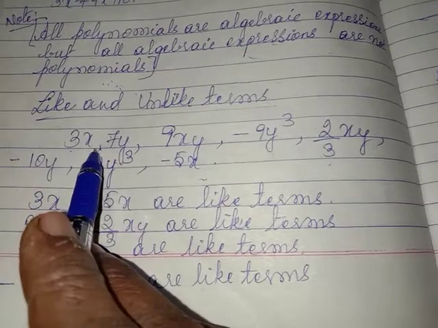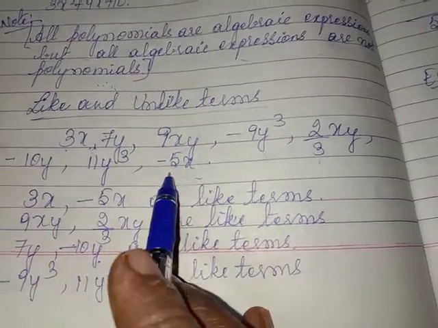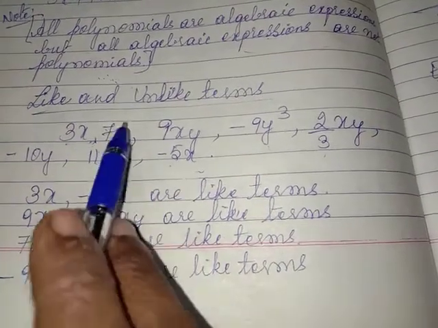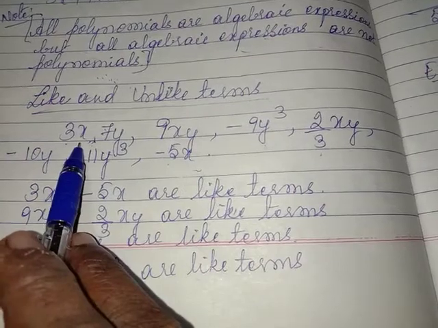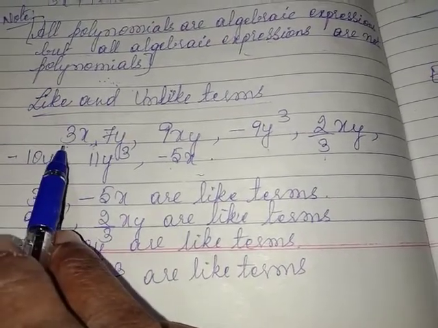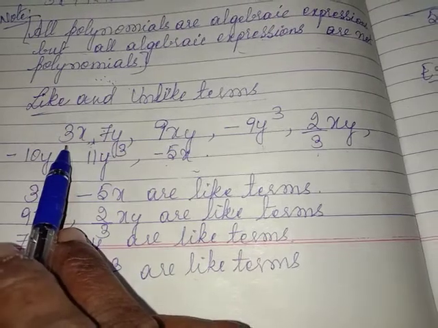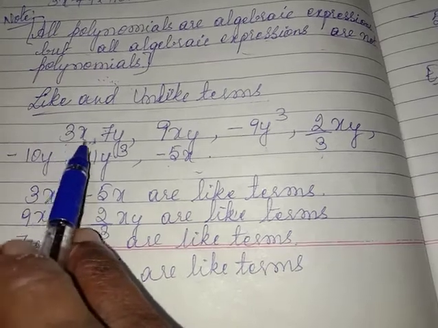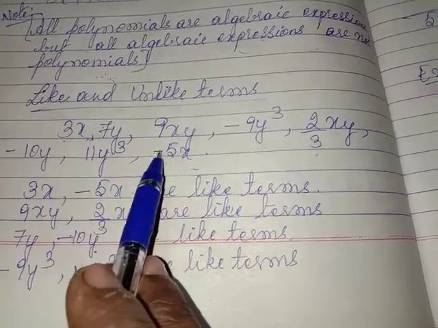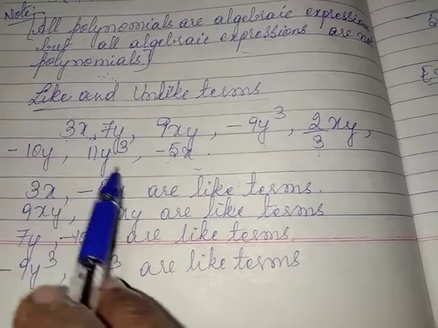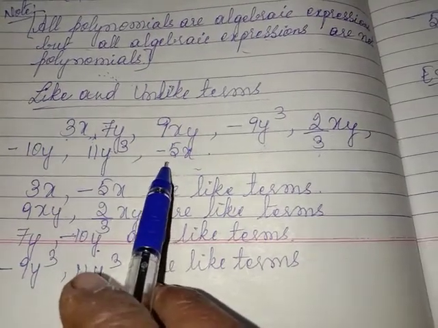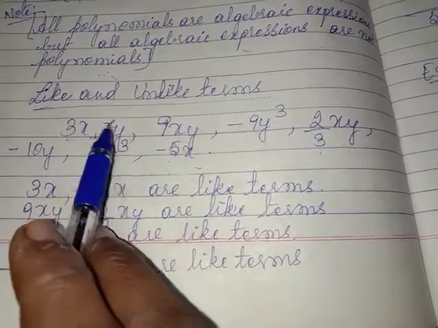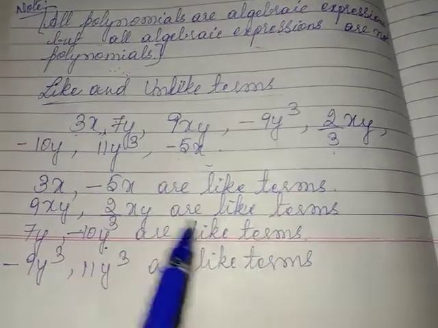Now let us see 3x. For this, which is a like term? Minus 5x. Children, 3x and minus 5x. See here, the variable should be the same. You should not consider 3 and minus 5; they are constants. The total 3x is a variable, and minus 5x is also a variable. So 3 and minus 5 are constants, but the variables x and x are the same. So 3x and minus 5x are like terms.